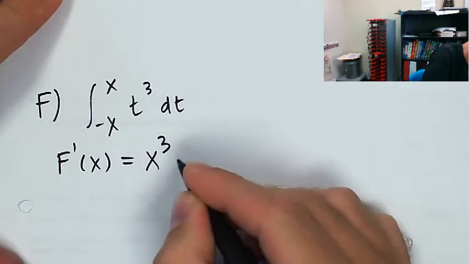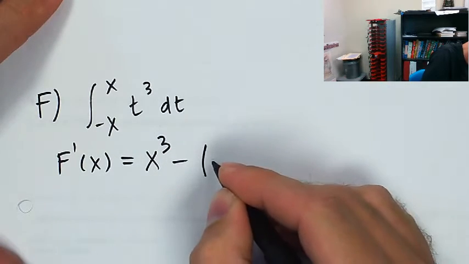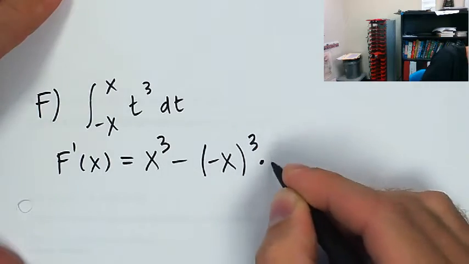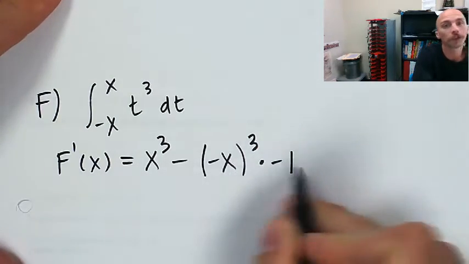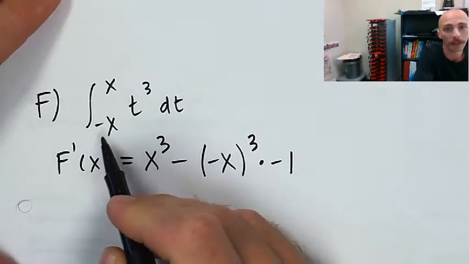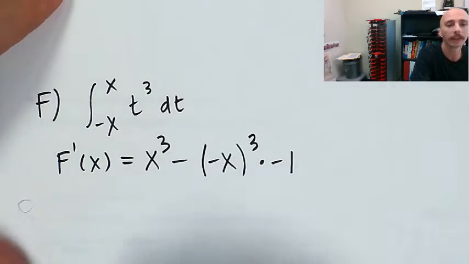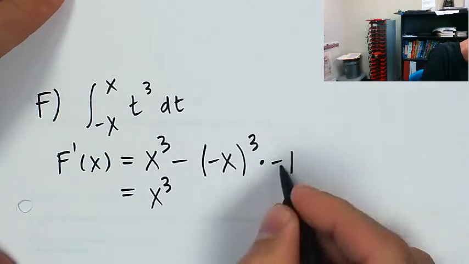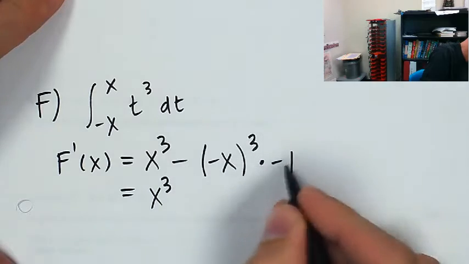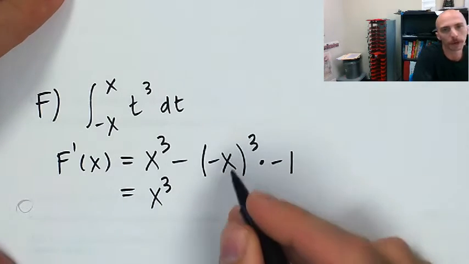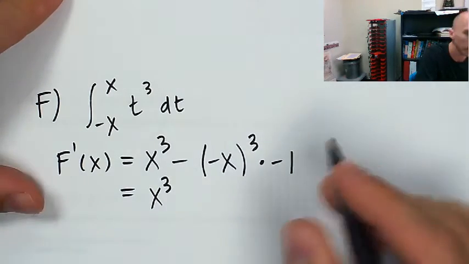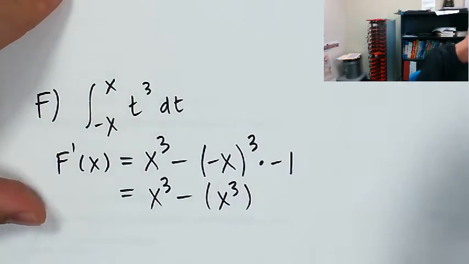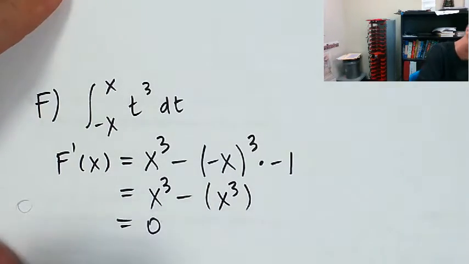x to the third minus, when I plug in negative x, yes, negative x to the third, and then multiply by negative 1 for the chain rule because the derivative of negative x is negative 1, that's where it's going to happen. I've got x to the third minus x to the third. Because you take negative x to the third power, that's going to be negative x to the third, but then multiply by negative 1. And I'm going to be subtracting a positive x to the third. And that's going to equal 0, always.